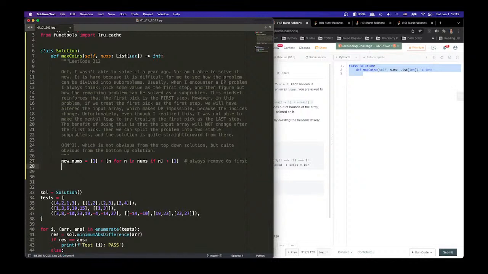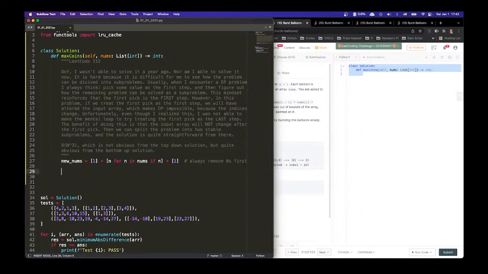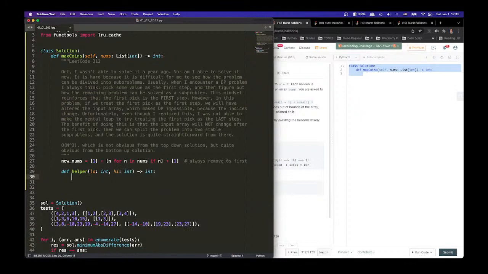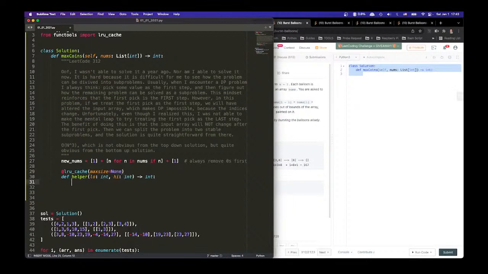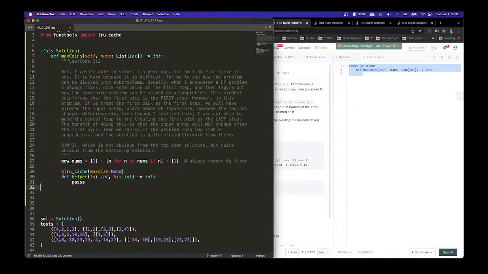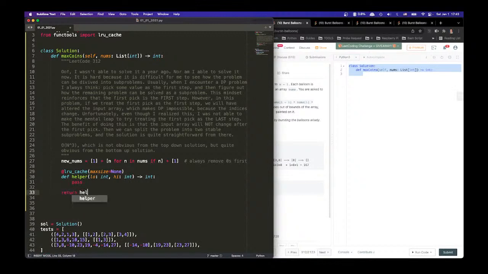So that's the new nums, right? And I want to use a helper with low, high. This one will return an integer, and we're going to do LRU cache on it, max size equals None. Eventually we will return helper 0 to len of new nums, that's the low and the high.